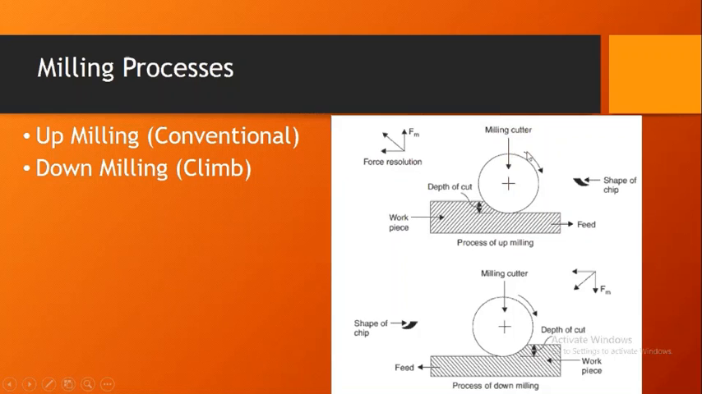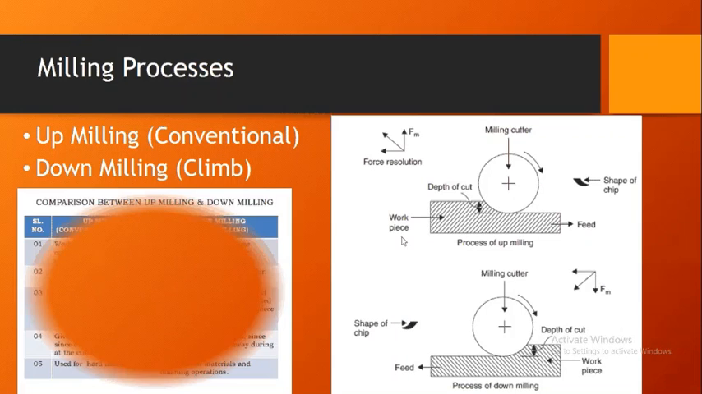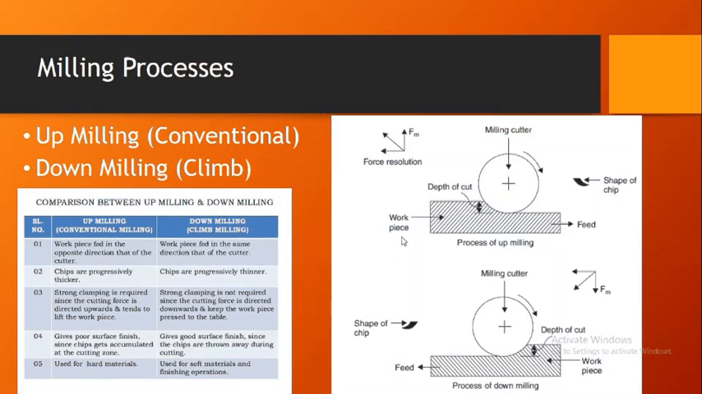Here the cutter is rotating clockwise in this direction and the workpiece is being fed against the cutter. So this is up milling. Here the cutter is rotating in clockwise direction and the workpiece is being fed in this direction, which is the same as that of the direction of the cutter. With the help of these two operations, several differences are there, which include the surface quality, the fixture required, and the thickness of the chips.